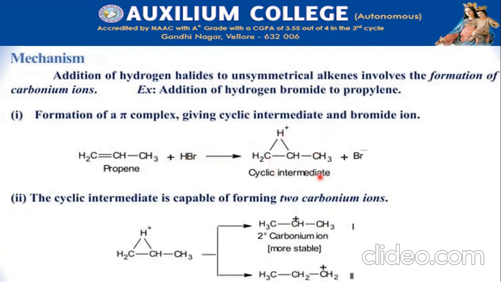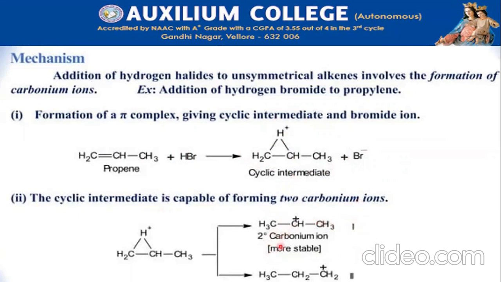Here also there is formation of the pi complex, but it forms a cyclic intermediate, whereas in symmetrical alkenes we have seen only the pi complex formation. You can see CH2 double bond CH, CH3, where the double bond is shifted and it carries an H plus. The positive end of the reagent is attacked by this carbon, forming a cyclic intermediate plus Br minus. Since the cyclic intermediate is forming, it is capable of forming two carbonium ions or carbocations.